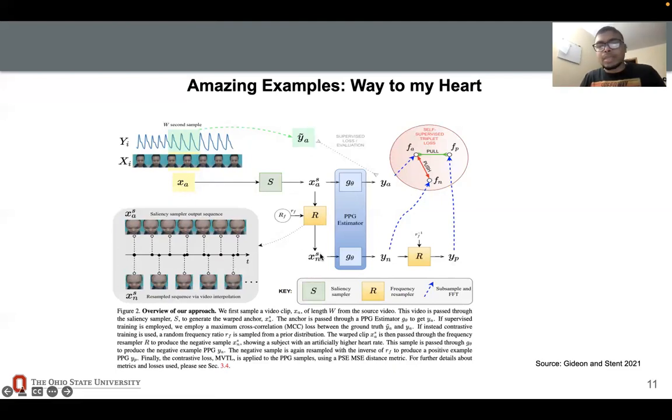That was in the original XA, and that forms your negative sample in this case. So XSN is your negative sample, which does not have the same heart rate as XA. And passing this through G theta should give you the negative heart rate YN, which is not true. So say the original heart rate was 60 BPM and you magnified it by a factor of 1.5 using the sampler randomly. This will be 90 BPM.